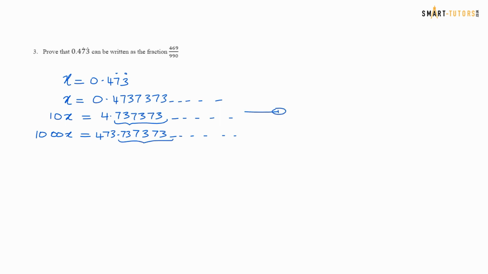So here 1, here 2, so 2 take away 1: 1000x take away 10x is 990x equals 473 take away 4, so 469. So 990x equals 469, that means x equals 469 divided by 990. That is the answer for question number 3.